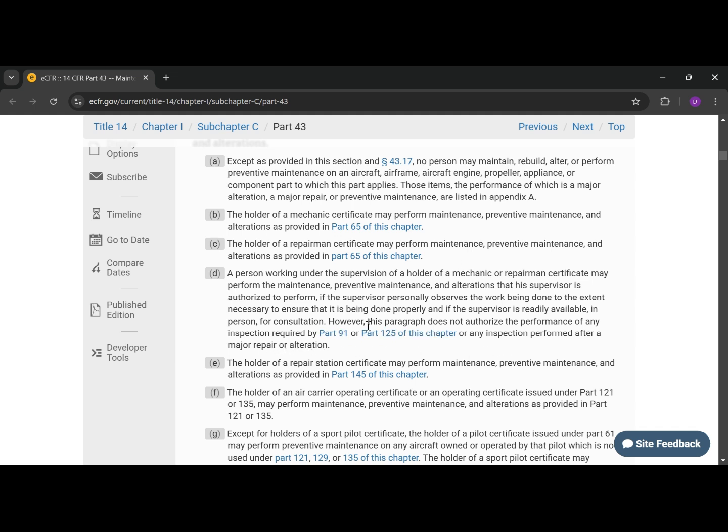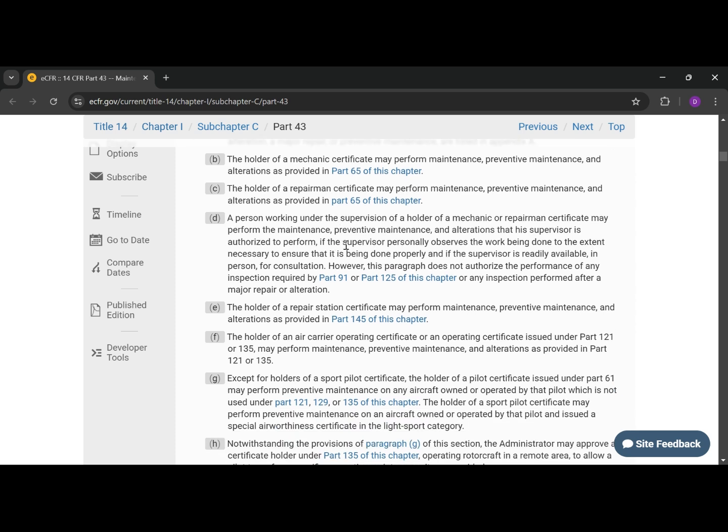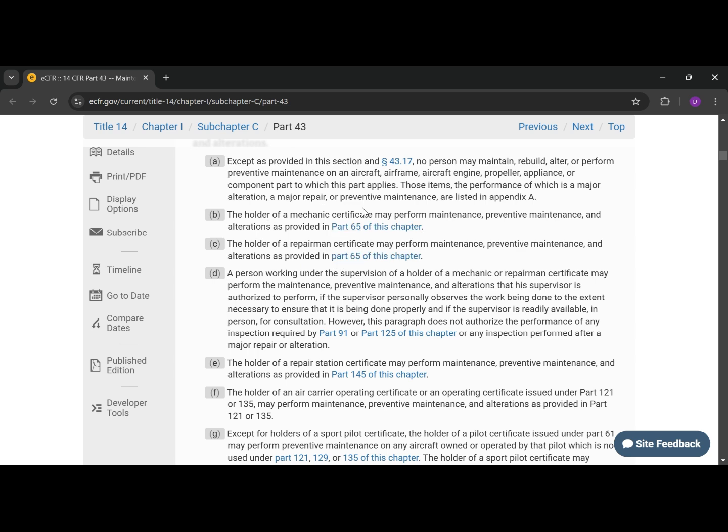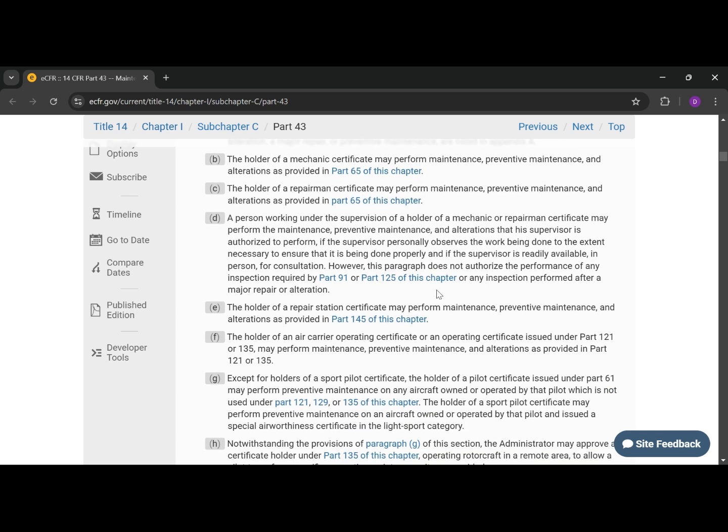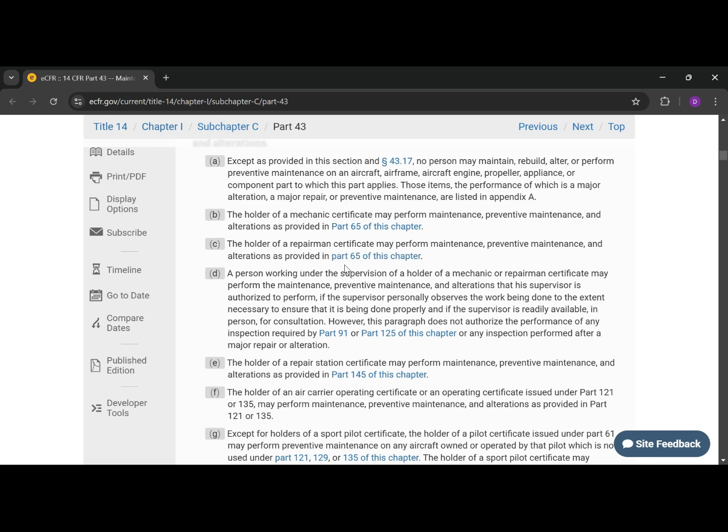So this part is saying a person who doesn't hold a mechanic certificate or a repairman certificate can perform the maintenance as long as they're being supervised by someone who does hold those certificates. And the reason being is you're never going to get your certificate if you don't have some type of experience. So they're saying we're going to allow you to get some experience as long as you're under the supervision of somebody who holds these certificates.